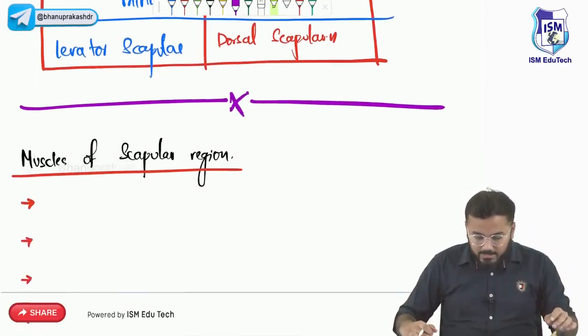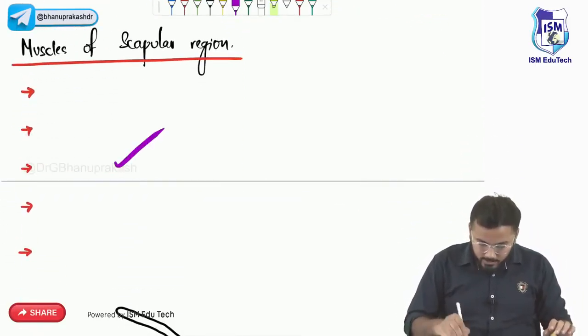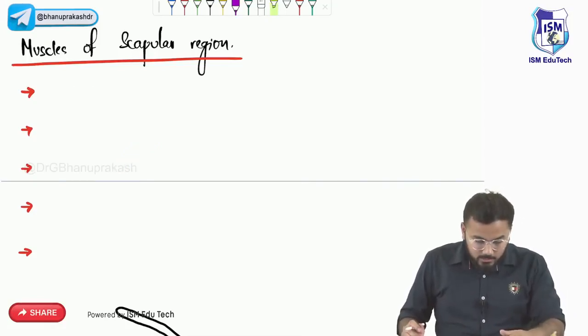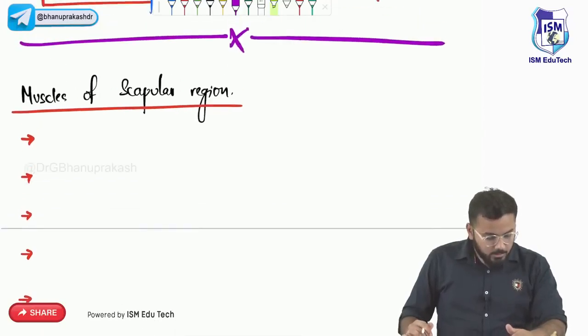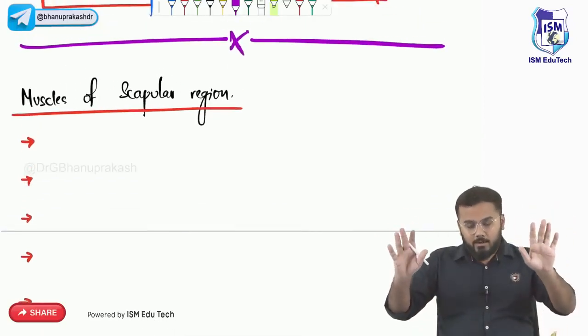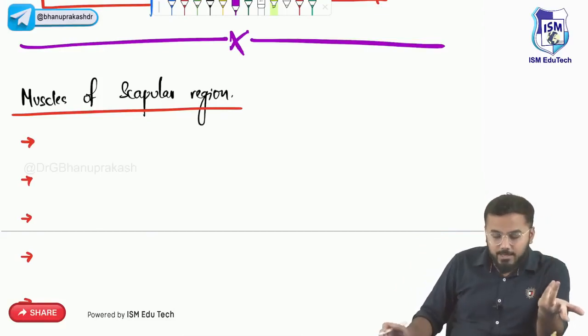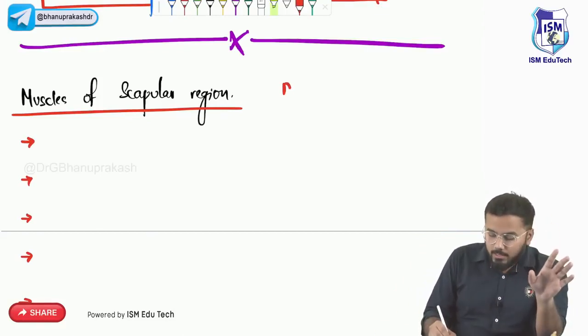We are done discussing the muscles of the back, right? We shall go on to the muscles of the scapular region. So you understood the muscles of the back. Now, let us enter into the muscles of the scapular region. How to remember the muscles of the scapular region? Very easy thing. Remember it as D sits.